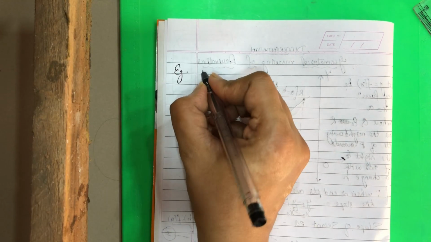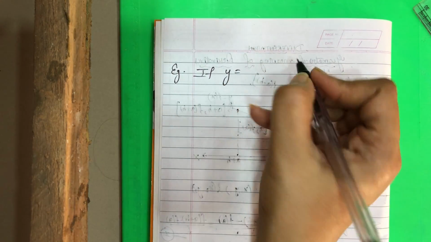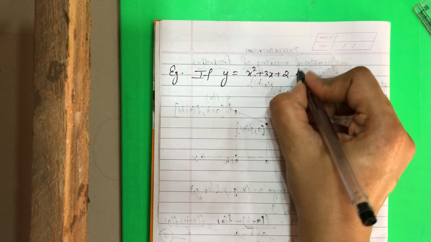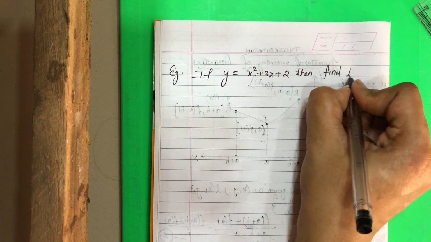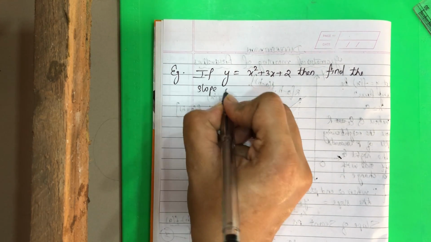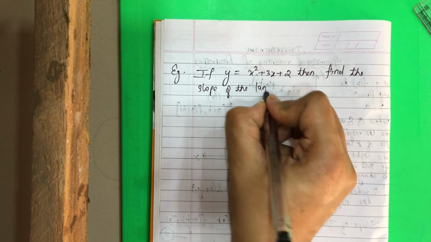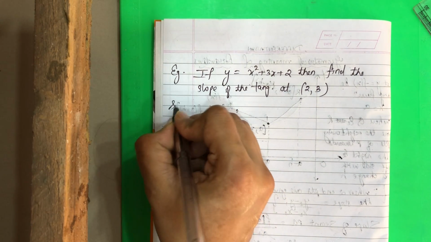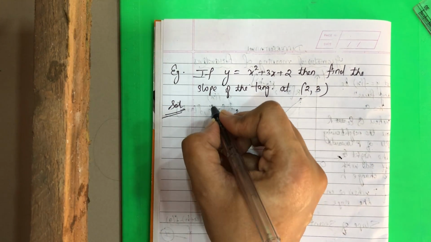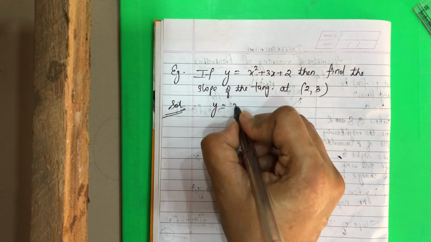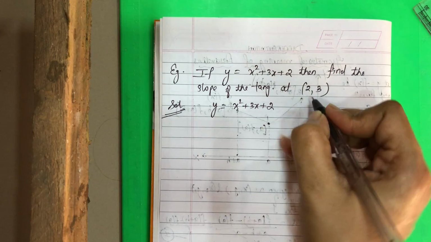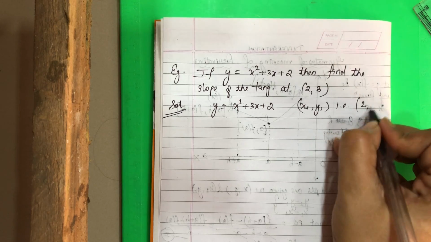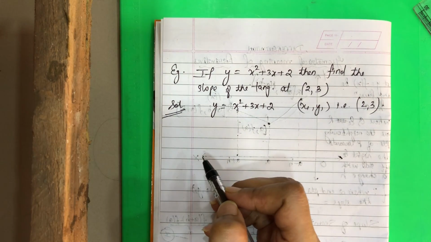Example: if y is equal to x square plus 3x plus 2, then find the slope of the tangent at (2, 3). This is the question given to you. So here the function is given to you, y is equal to x square plus 3x plus 2. The point given to you is x1, y1, that is (2, 3). You have to find the slope of the tangent.